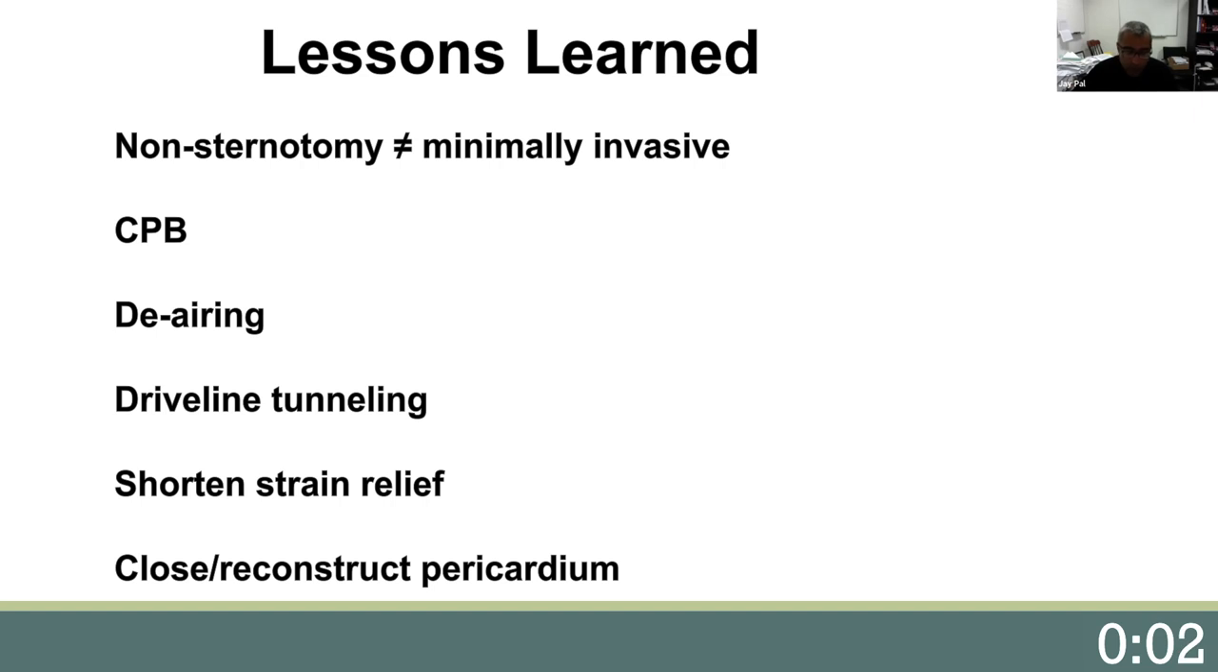In summary, the thoracotomy technique is readily learned and a valuable addition to the cardiac surgeon's armamentarium.